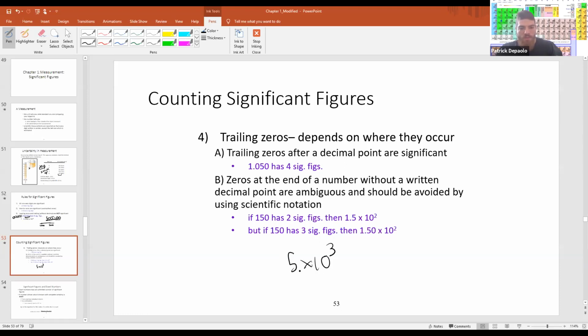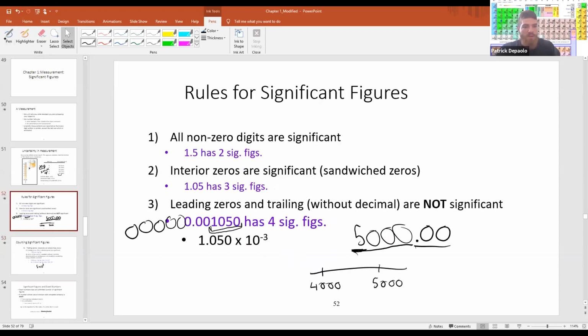Good question. So the bigger or smaller numbers, let's go back to here. You can convert those to scientific notation very easily. So let's take this number that was in the original example. This would be, oh, they did it for you. This would be 1.050 times 10 to the negative third, 4 sig figs. 5,000 would be 5 times, or normal 5,000.